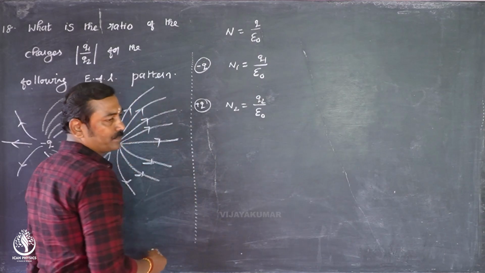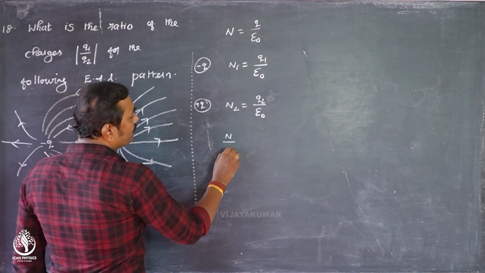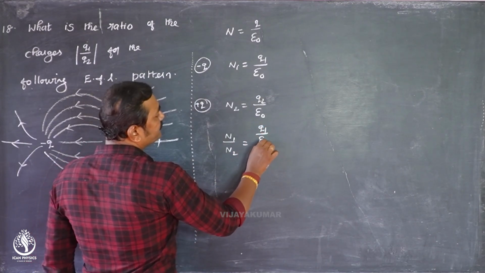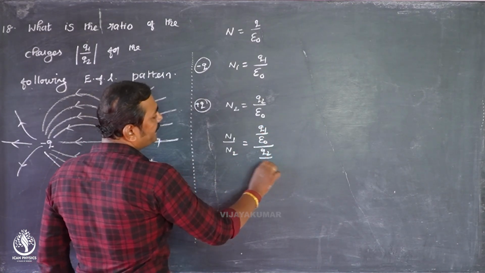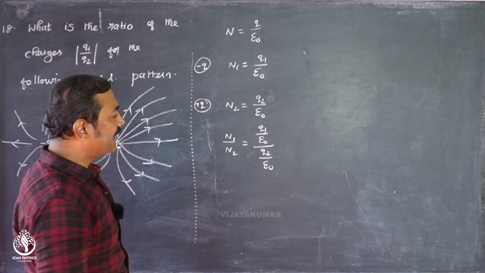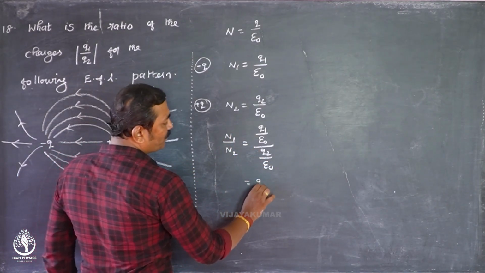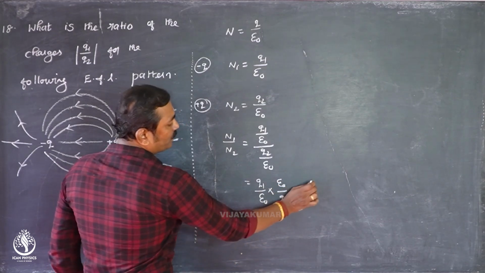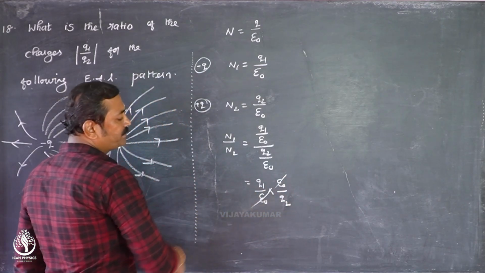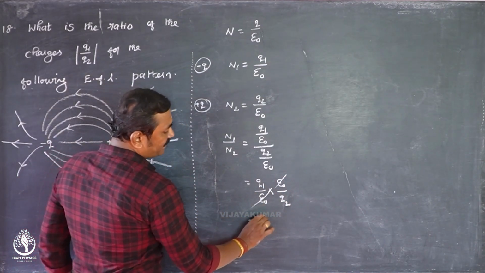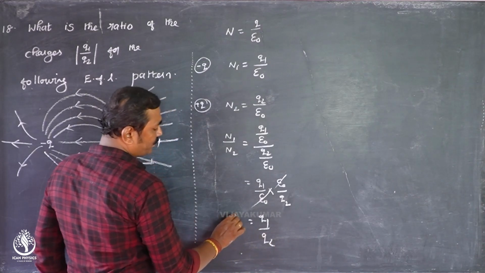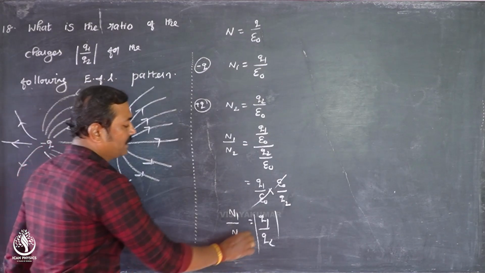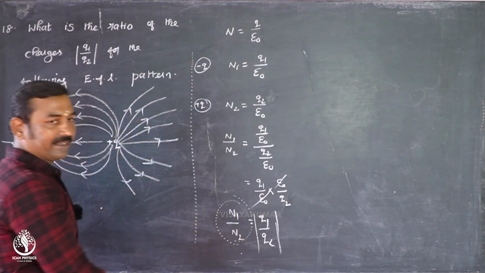Q2 by epsilon 0. Now N1 by N2 equal to Q1 by epsilon 0 divided by Q2 by epsilon 0. Now it becomes reciprocal. So when it becomes reciprocal, Q1 by epsilon 0 into epsilon 0 by Q2. So epsilon 0 getting cancelled. So finally we can get Q1 by Q2 equal to N1 by N2. Then we can go for the modulus. That is number of electric field lines.